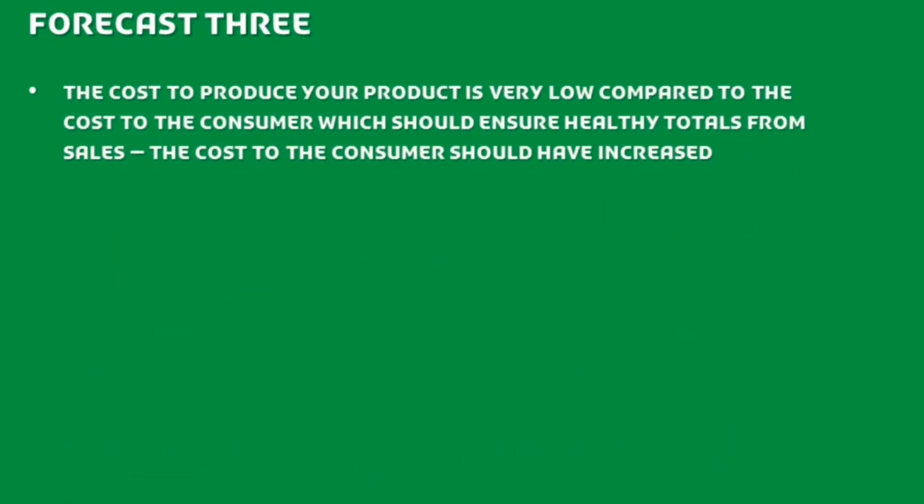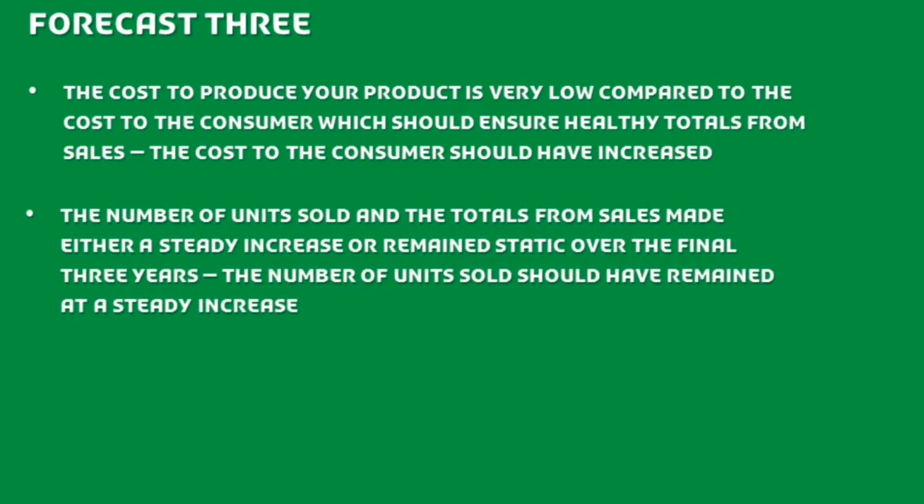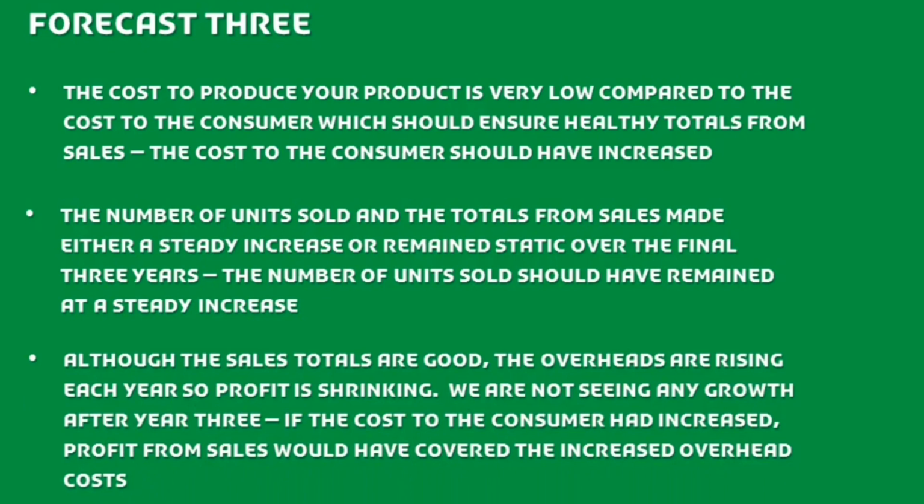Finally, in forecast 3, you will have noticed the cost to produce your product is very low compared to the cost to the consumer, which should ensure healthy totals from sales. The cost to the consumer should have increased. The number of units sold and the totals from sales made either a steady increase or remain static over the final 3 years. The number of units sold should have remained at a steady increase. Although the sales totals are good, the overheads are rising each year, so profit is shrinking. We are not seeing any growth after year 3. If the cost to the consumer had increased, profit from sales would have covered the increased overhead costs.